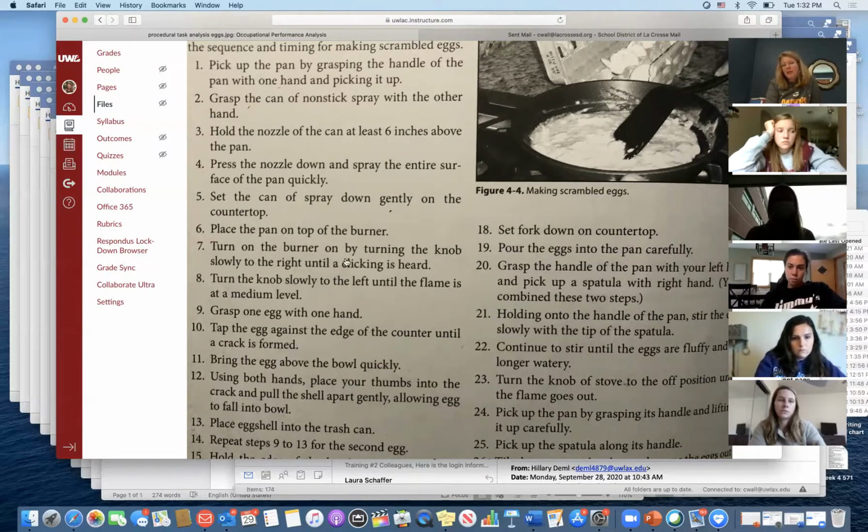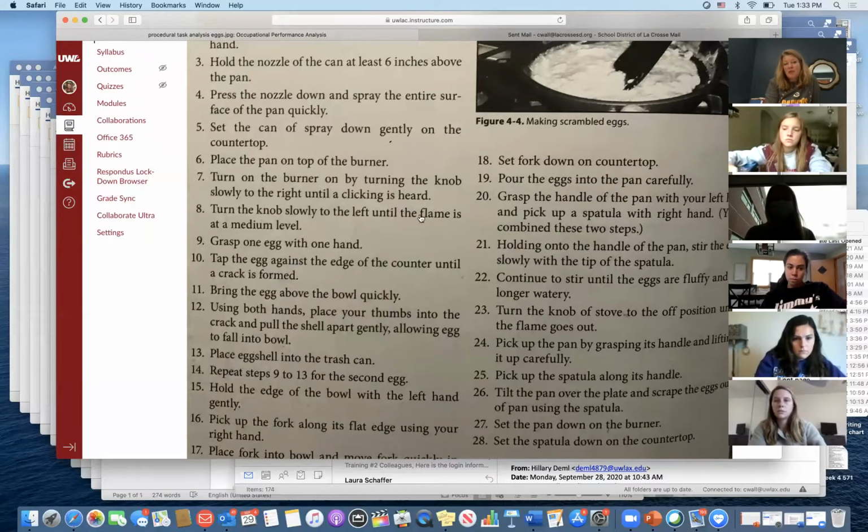So this one, they're obviously using a gas stove because they're turning the knob until it starts clicking. So you'd want to know if your client has a gas stove or an electric stove, because otherwise this isn't going to make sense. And some older people can just be really super confused. So you just want to know what you know.